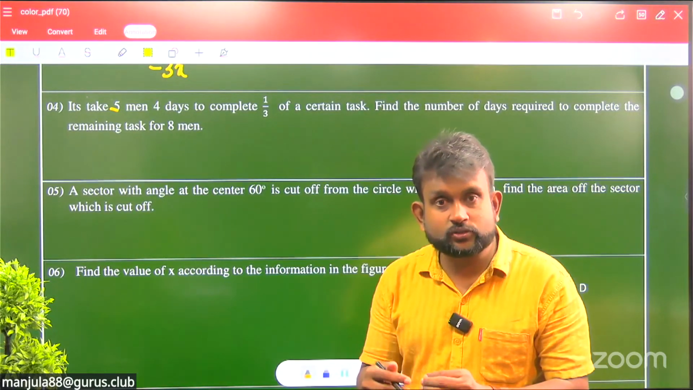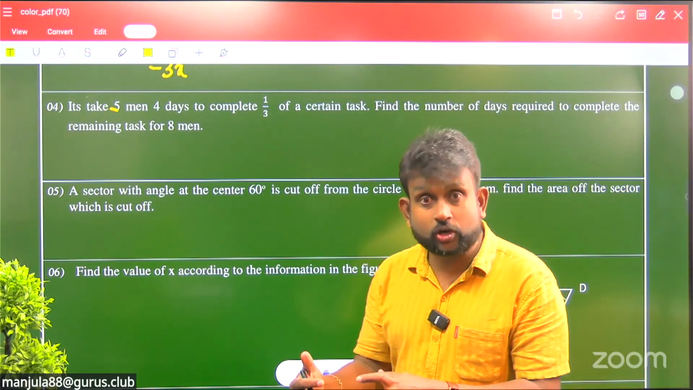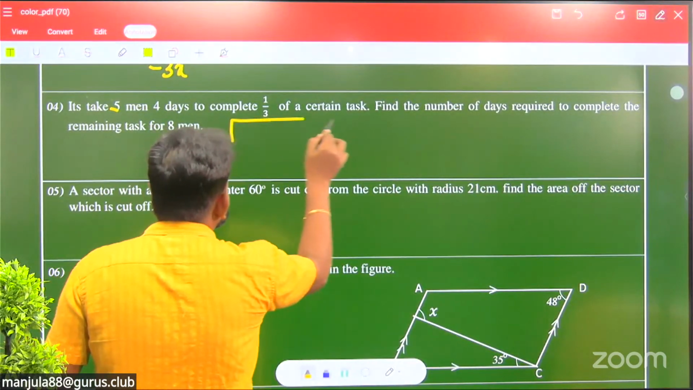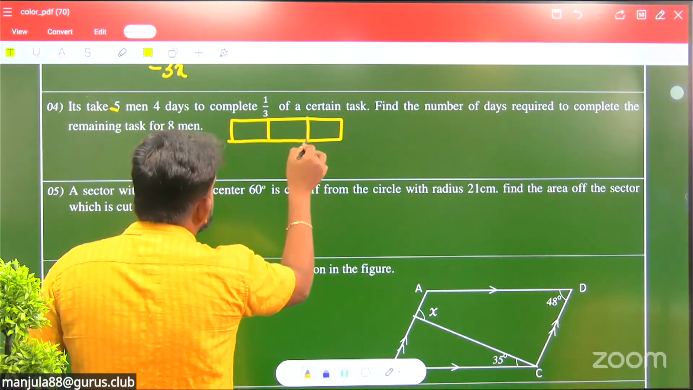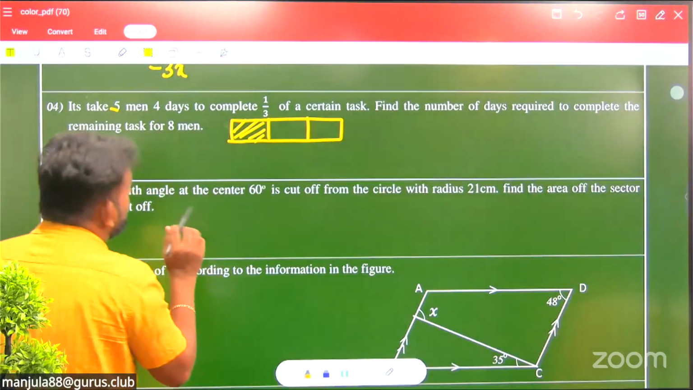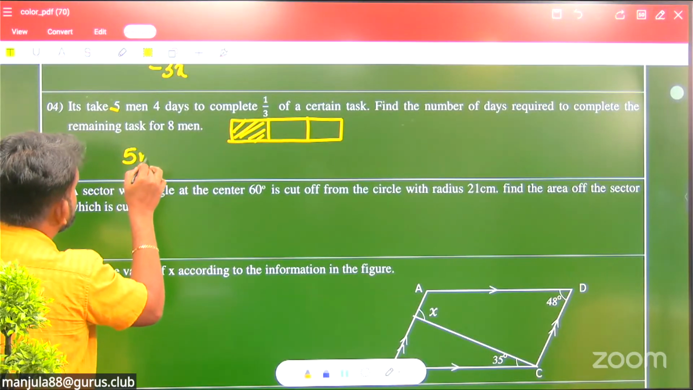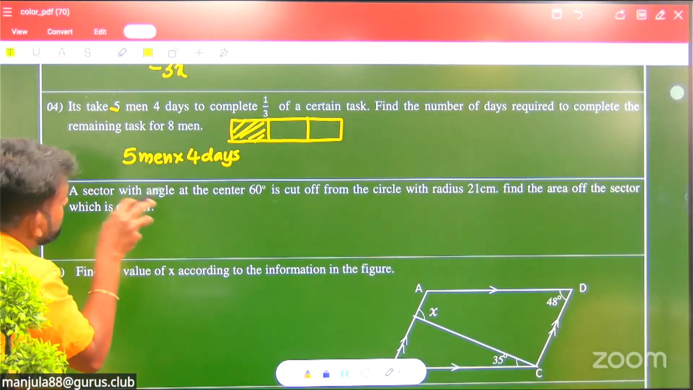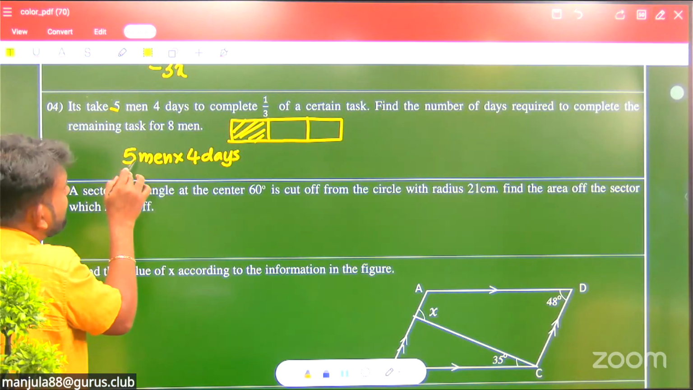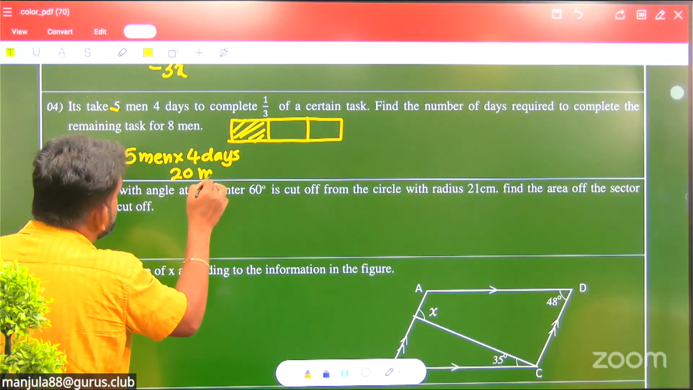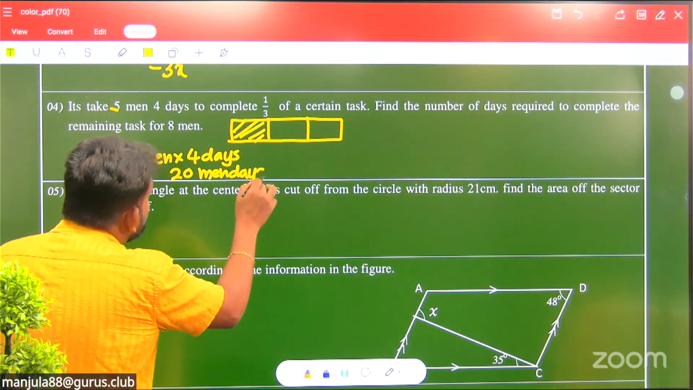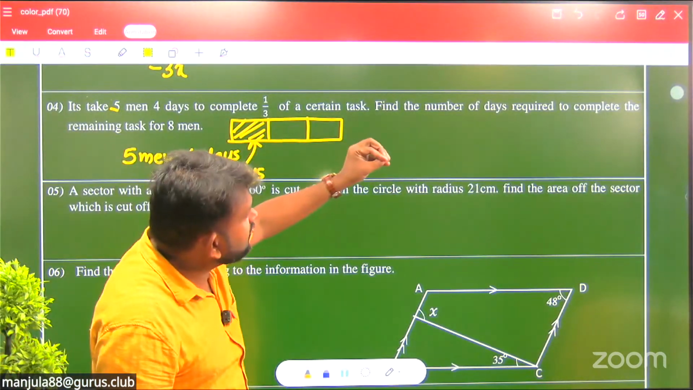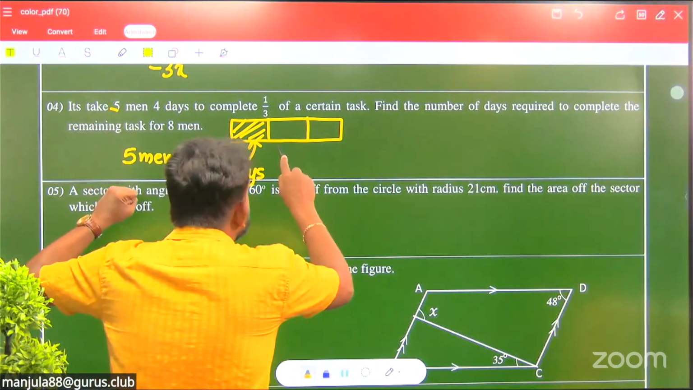Then you can find the man days of the task, not the whole task, just one third of the task. If you divide the task into three parts, one third means this part. How many man days? 5 men into 4 days. The amount of task is measured by man days. 5 into 4 is 20 man days. 20 man days equal one third of the task, this part. They are asking to find the number of days required to complete the remaining task. The remaining task is this one.